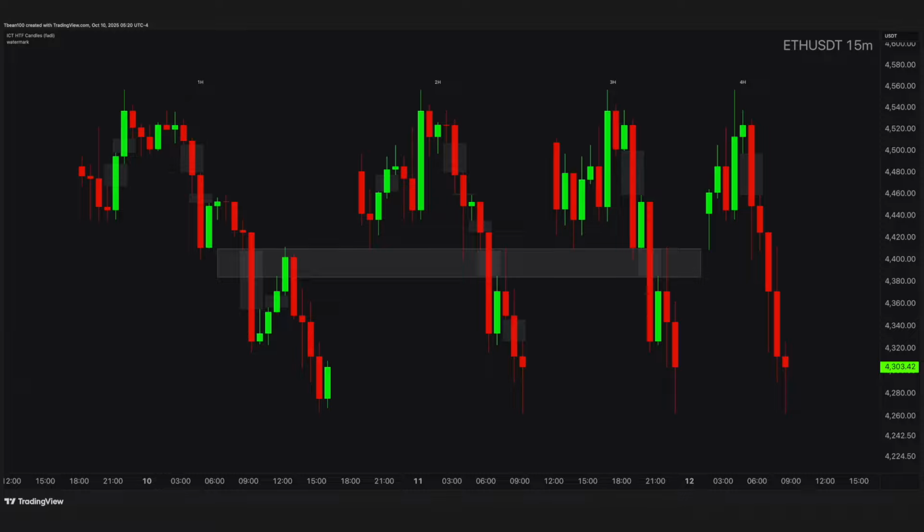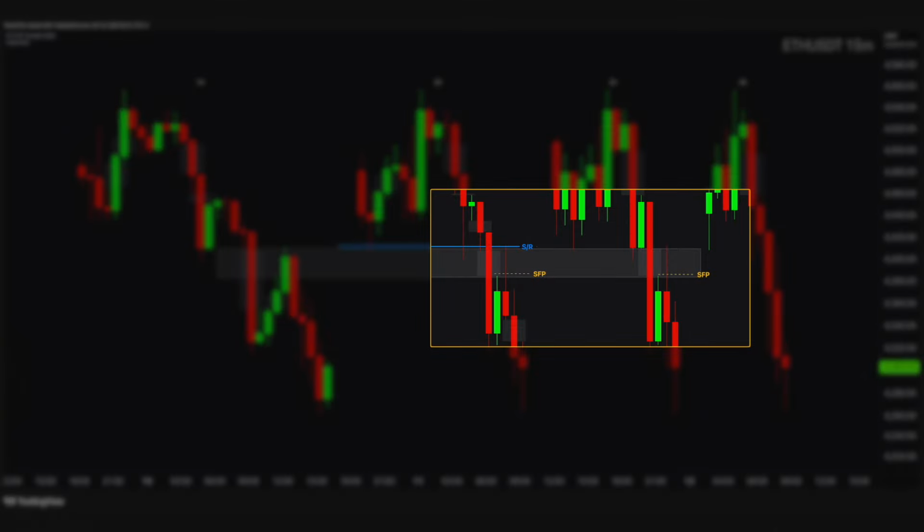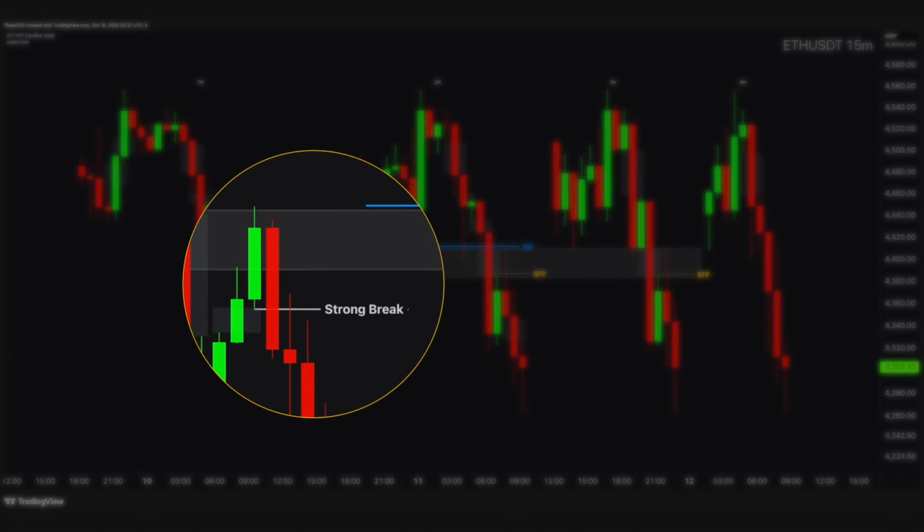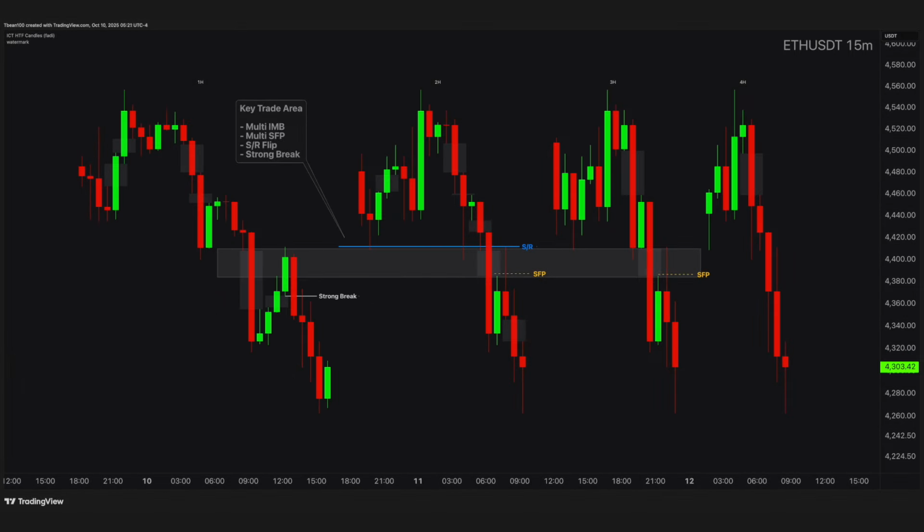First of all, take a look at this beautiful area filled with multiple imbalances. It is sitting right at a support and resistance flip line, which makes it even more interesting. In this tradable zone, confirming an extra swing failure pattern, like the one you can see here, really strengthens your price action setup. And if you can spot any strong breaks happening around that area, that gives you even more confirmation for your trades. It is honestly very simple to identify price action when you are using this indicator.